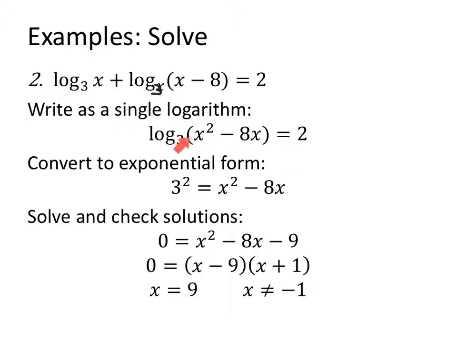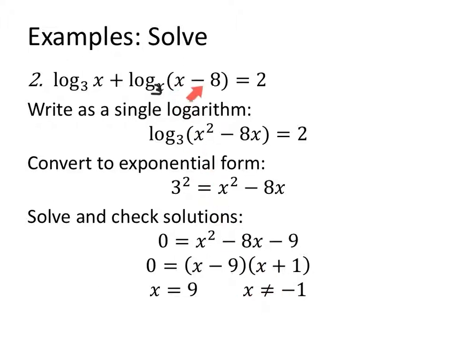Once we have a single log, I can convert: 3 squared equals x squared minus 8x. I know that 3 squared is 9. Anytime I have a quadratic, I'm going to move that constant term to the other side, get it equal to 0, factor and solve. But notice I have here x cannot be negative 1. Why is that? Remember, the domain of a logarithm is only positive numbers. For the same reason, the range of the exponential functions are positive values.